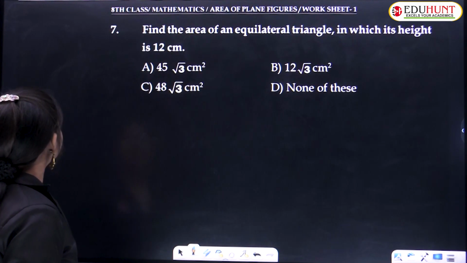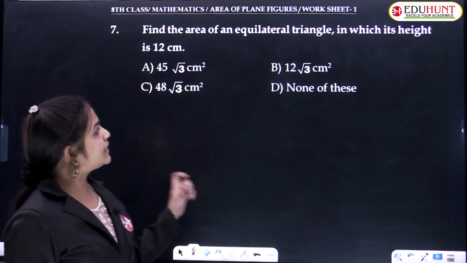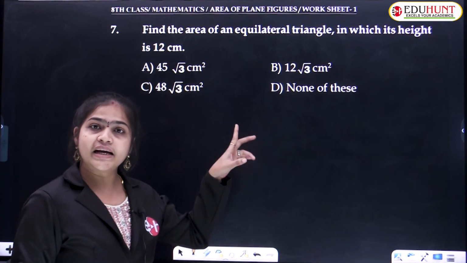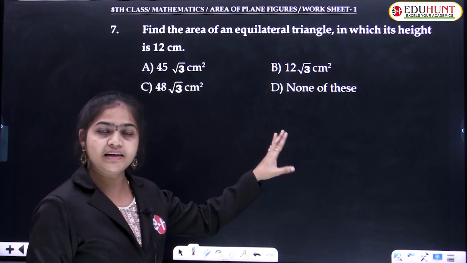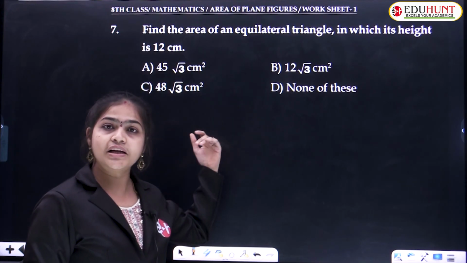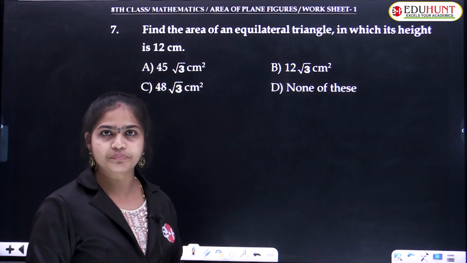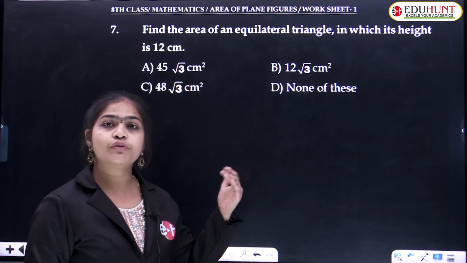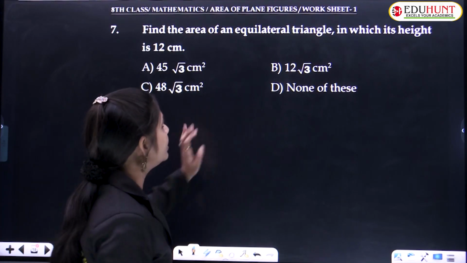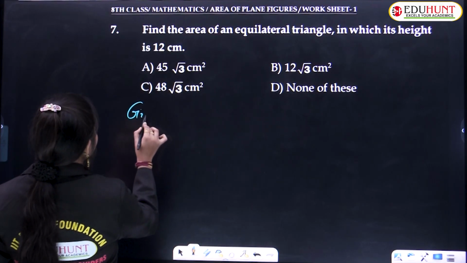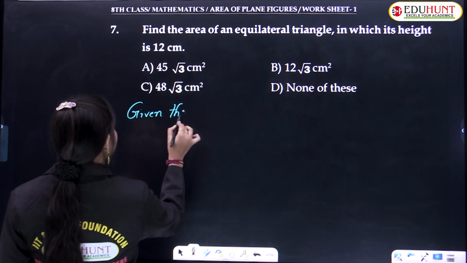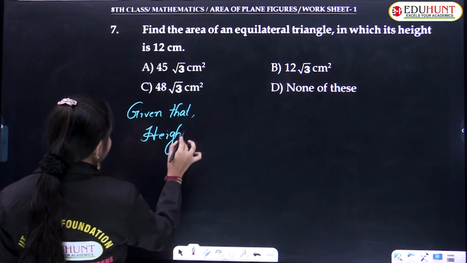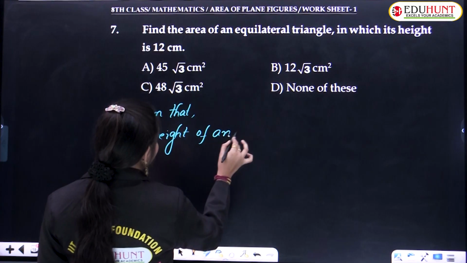Seventh one, find the area of an equilateral triangle in which its height is given. Previously we needed to find the height, and here only the height is given. We need to find the side, and after that we need to find the area of the equilateral triangle. In the previous question they gave the side of an equilateral triangle and we needed to find the height, but here only the height is given.